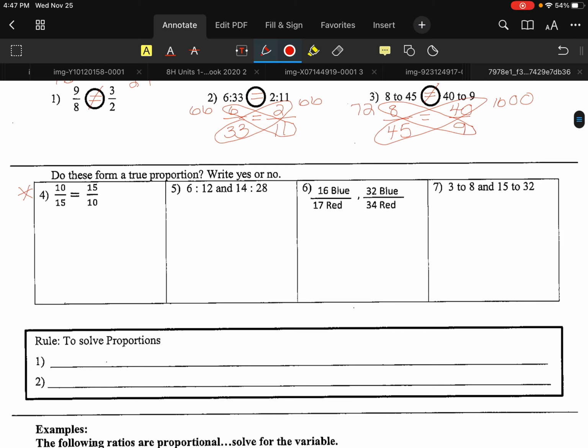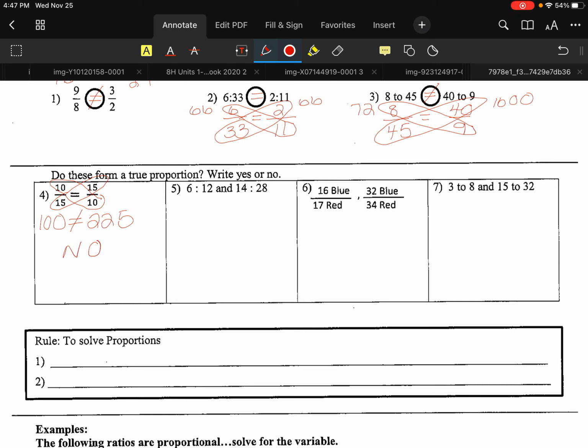Do these form a true proportion? Yes or no? So we're going to do the same thing, but instead of putting an equal sign or does not equal to symbol, we're going to write the words yes or no. So cross multiply, 10 times 10 is 100. 15 times 15 is 225. Those are not equal to each other, so I'm going to put the does not equal to symbol, and I'm going to write no. I'm going to get rid of the star from before so you guys don't think it's anything special.